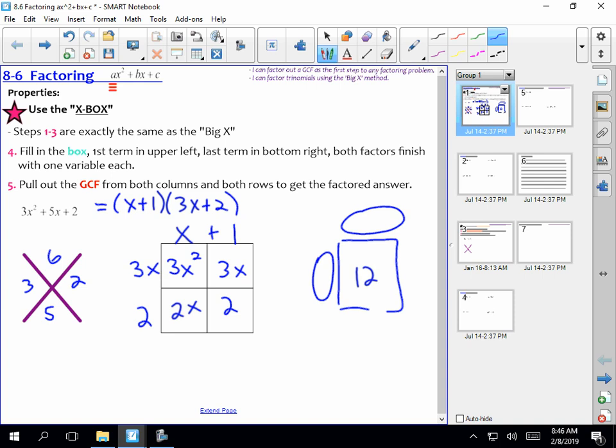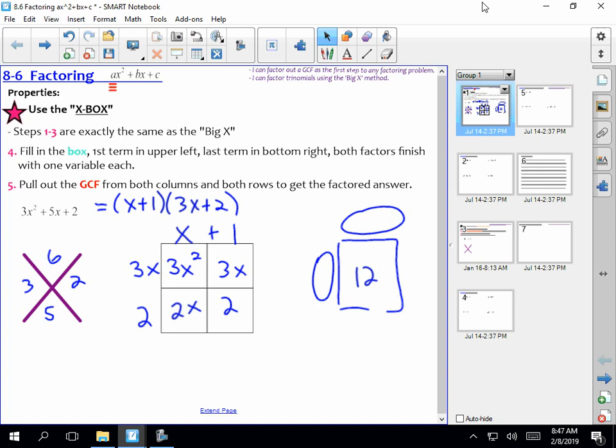Let's just check. 3x times x is 3x squared. Oh, that's the first term. 3x times 1 is 3x, right? X times 2 is 2x. If I add the 3x and 2x, that gives me the 5x. And then 2 times 1 here is 2. And so this represents both the factors and the original quadratic trinomial. It's all in that box. So the edges are the factors. The middle is the actual trinomial.